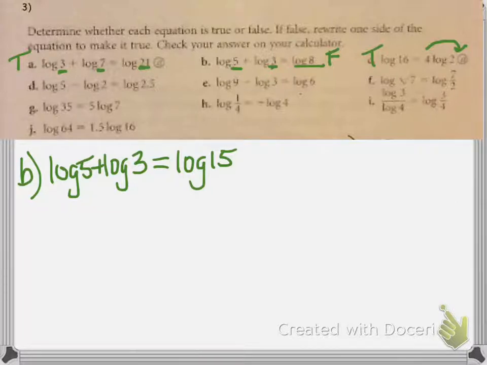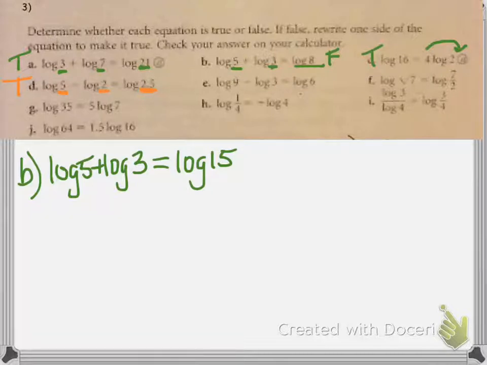Okay, so on to the next one. D, log 5 minus log 2 equals log 2.5. So now we have subtraction. Subtraction is the quotient property, and the quotient property says we divide our numbers. So 5 divided by 2 is in fact 2.5, so D is also true.